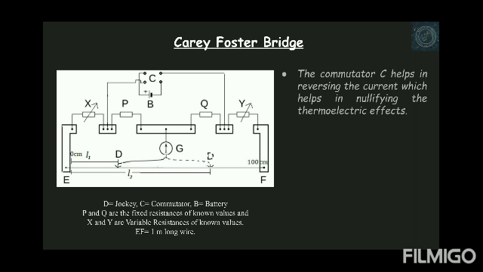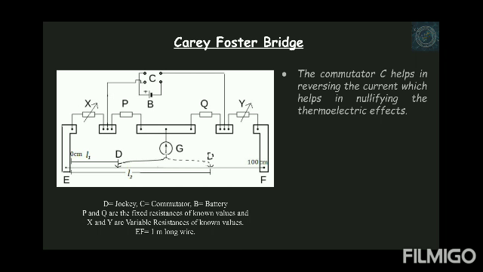So what are the points to note here? Number 1, the commutator C will be reversing the current whenever we need it. Well, will the reversal of current cause any change in null point? Well, theoretically no, because no matter which direction the current is flowing, the KVL remains the same. So the null point will still be P by Q equal to R by S, or as in this case, P by Q equal to X plus lambda L1 divided by Y plus (100 minus L1) into lambda.